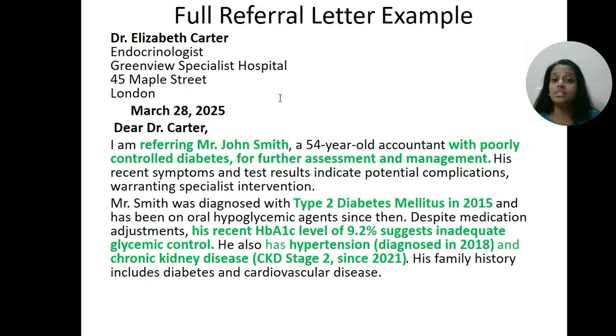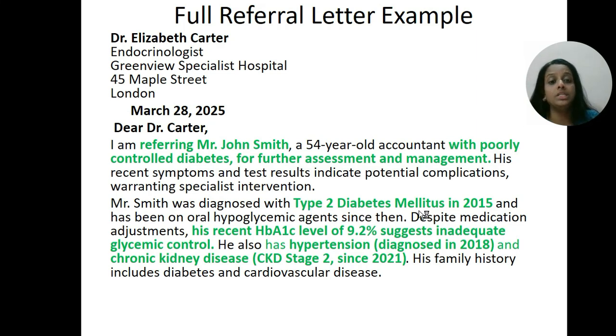Why this letter works is we have started with the introduction, straight to the point, right? If you see here, referring Mr. John Smith. So, who is the patient? We have mentioned here. And why is the referral happening? Poorly controlled diabetes, for further assessment and management. We have given it very clearly. And coming to the main body, we have given the medical history. What conditions does he have now?